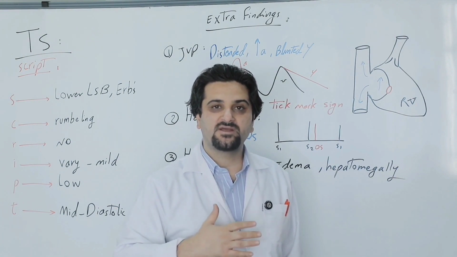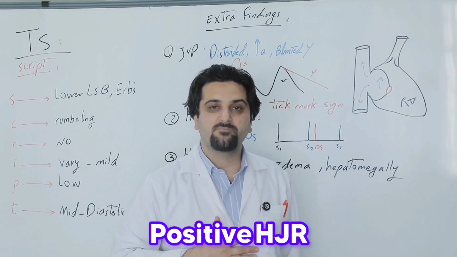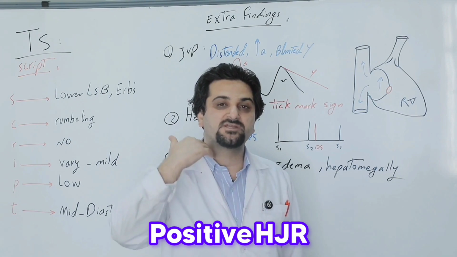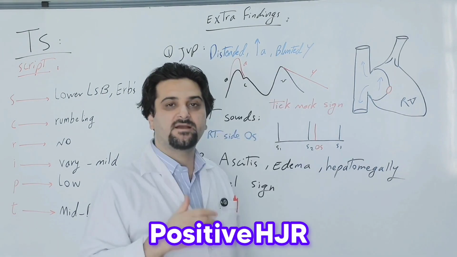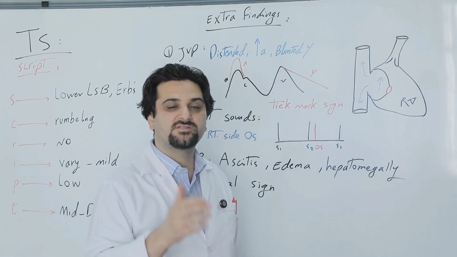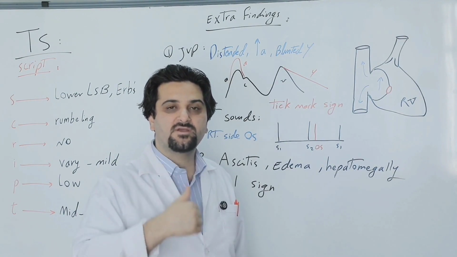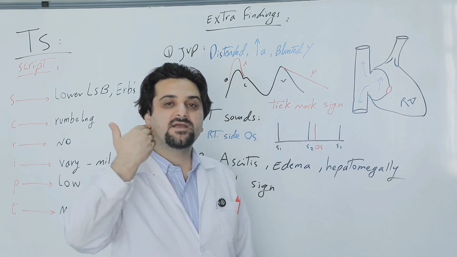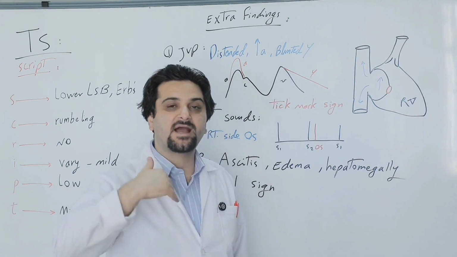That means if we place our hand on the upper abdomen and apply pressure, it causes the JVP to increase. And finally, in TS patients, Kussmaul's sign is present. That means during inhalation or inspiration, instead of the JVP decreasing, it actually increases.